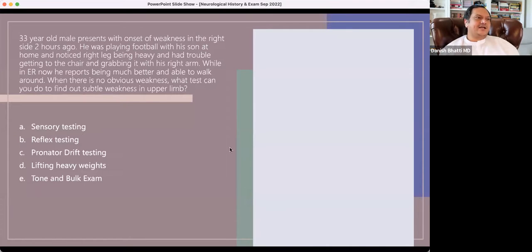So the question is, if there is now normal strength according to him, and he has improved in 2 hours, but you want to be sure that he has improved 100% and not 90%, what test can you do to find out a subtle weakness in his upper limb? Would it be sensory testing, reflex testing, pronator drift testing, lifting heavy weights, or tone and bulk exam? And the answer will be pronator drift test.